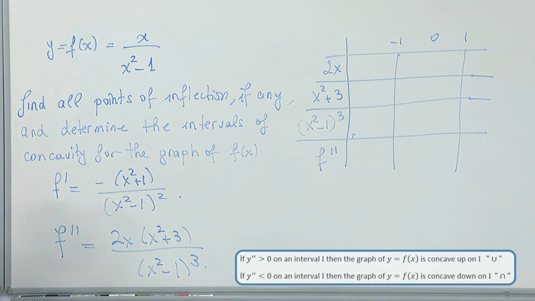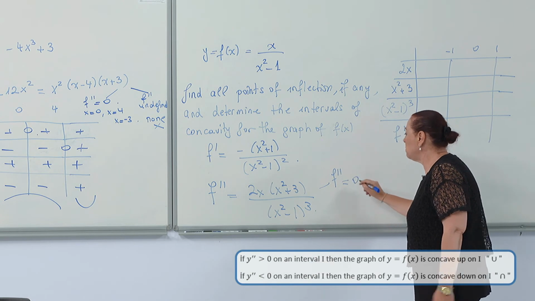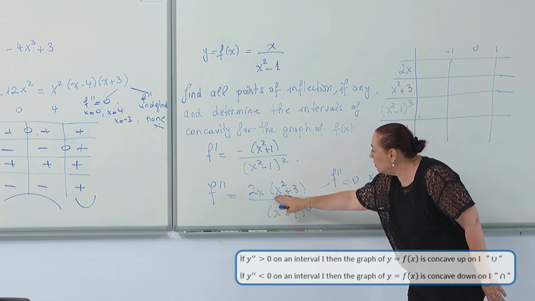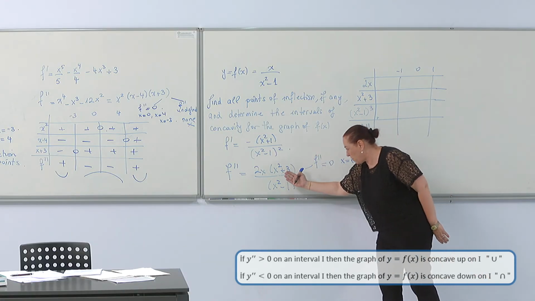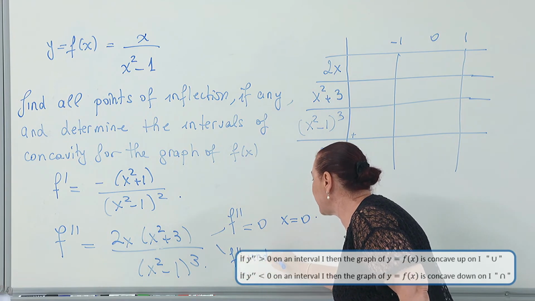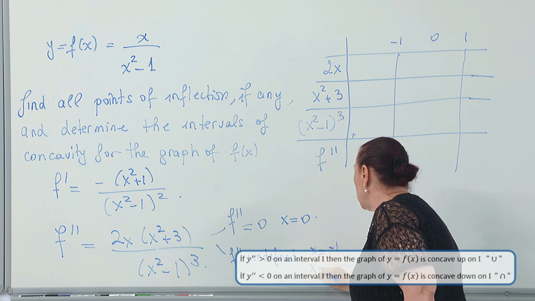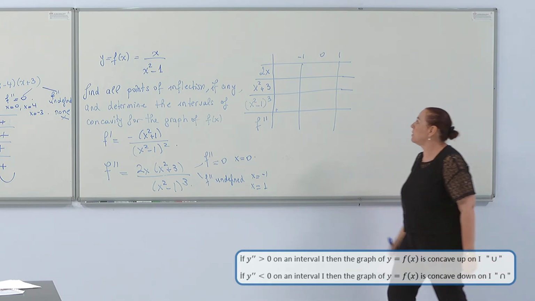Okay, so the points where the second derivative is 0, I have x equals 0. There are no roots from x squared plus 3 because there are no real roots. And the points where the second derivative is undefined, I have 2 candidates here. Okay, now let's look at the sign of the second derivative.